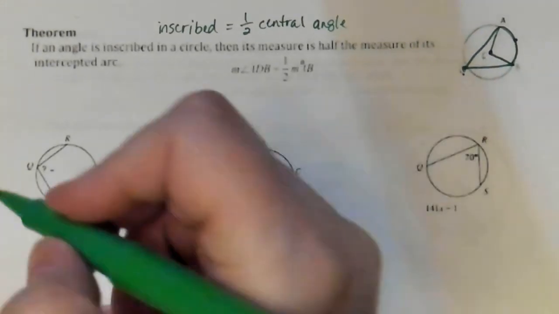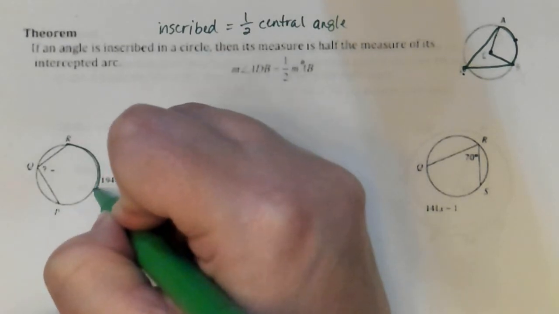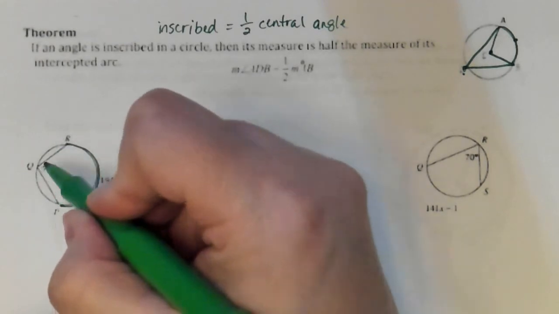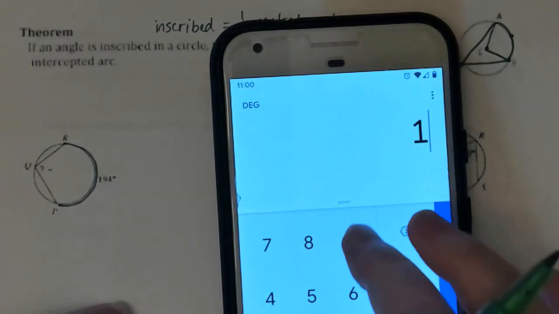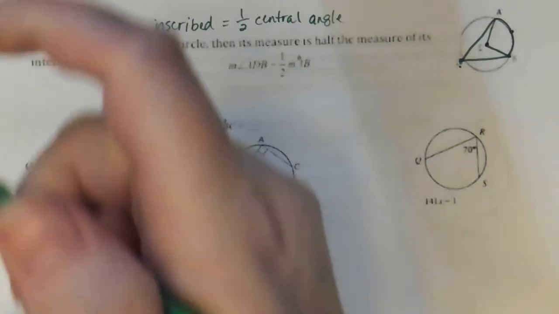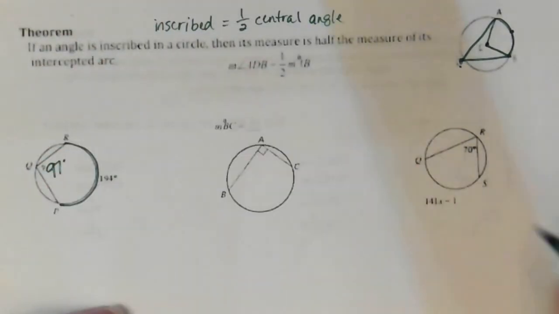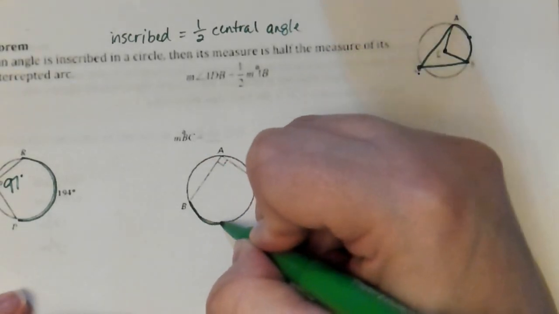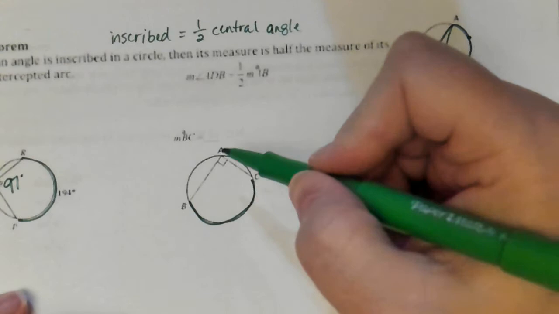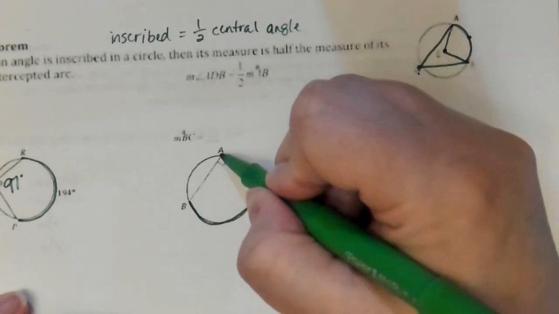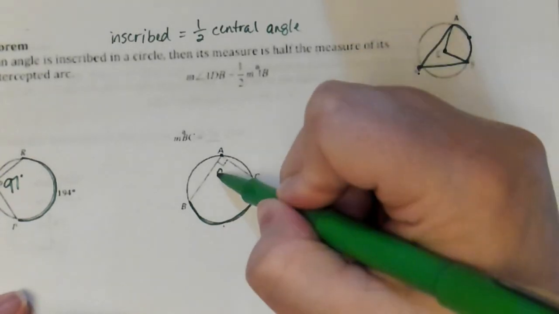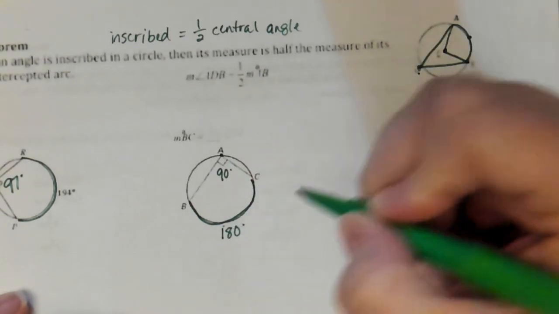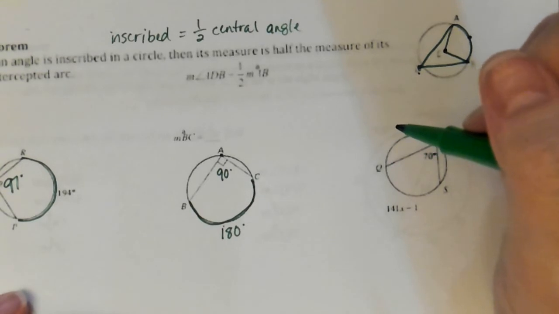Okay? So if you look at this one, here's our intercepted arc. It's 194. If this is half of that, you just divide by 2. So 194 divided by 2 is 97. That means this is 97 degrees. Okay? Here, they want arc BC, which is here and here. So you have to think backwards here. The angle is half of the arc. If the angle is 90, what's 90 half of? Well, it's half of 180. Okay?